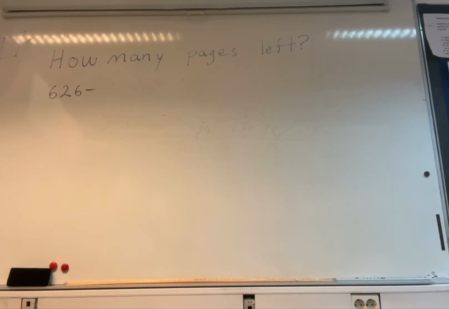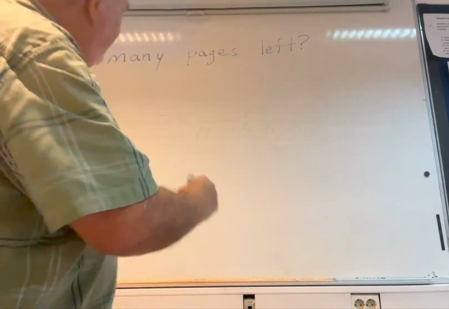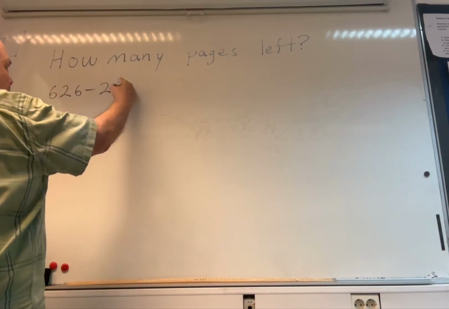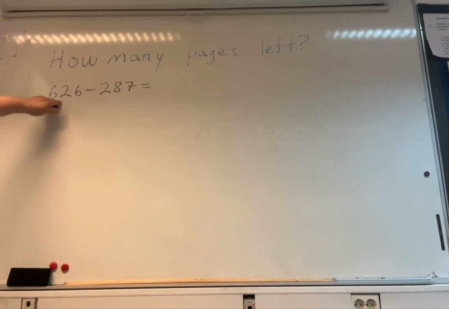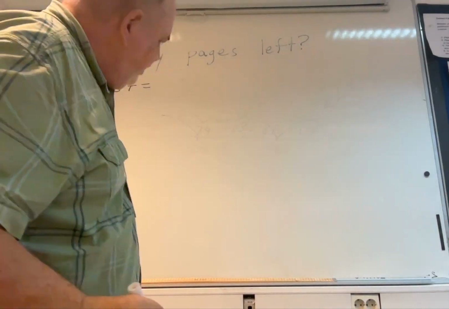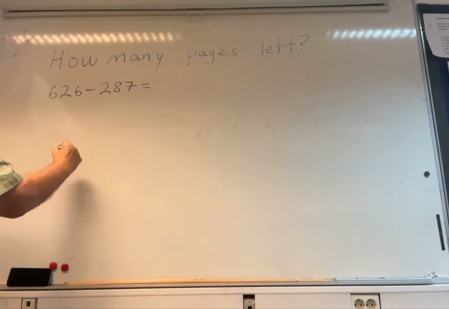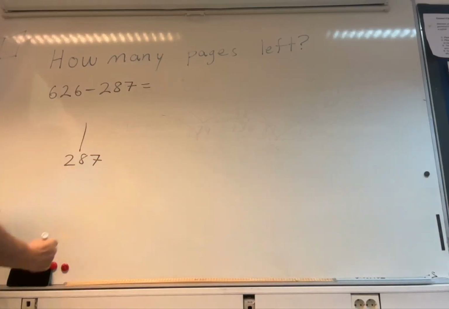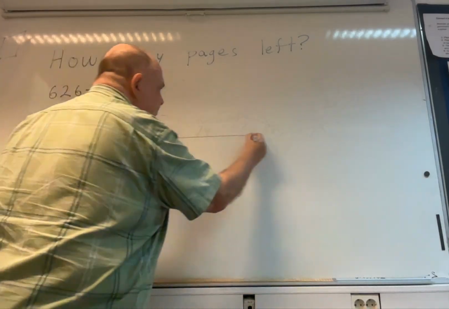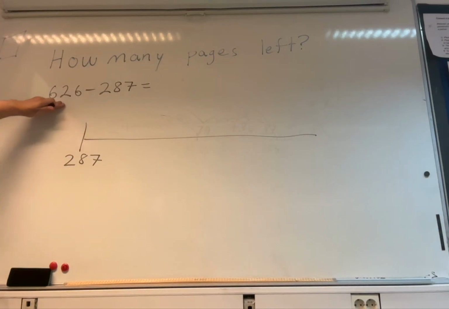Okay, next one is the largest number so far, 626 minus 287. So it looks like we've been reading this book for a while, maybe half the year already, but we still got about half the pages to go. So let's see what we can do here. So we're going to start with the beginning number. This is where we're at. We've read 287 so far. Our target number is going to be out here, 626.